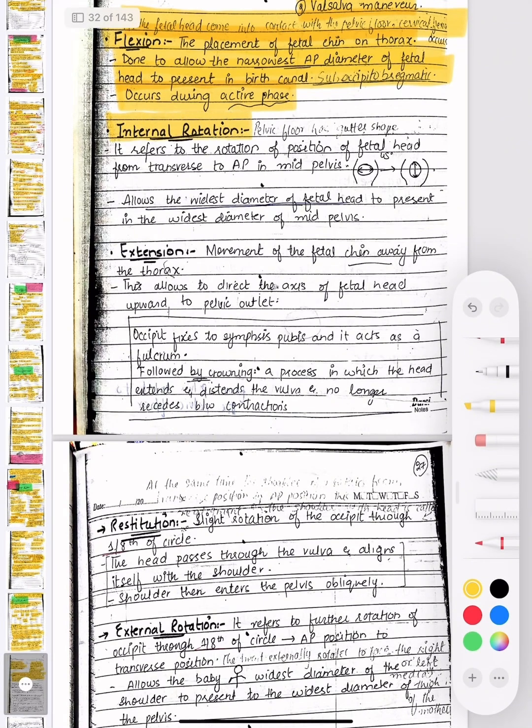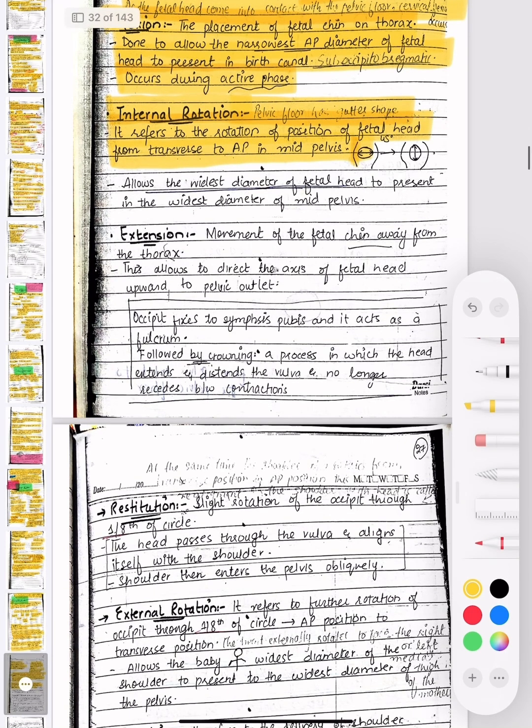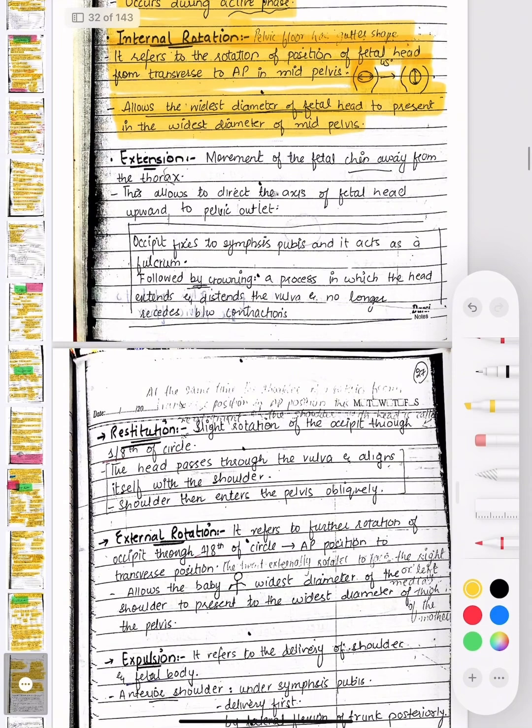Then internal rotation occurs. The pelvic floor has a gutter shape. It refers to the rotation of the position of the fetal head from transverse to anterior posterior in the mid pelvis, like this. This allows the widest diameter of the fetal head to present in the widest diameter of the mid pelvis. Then extension occurs, that is the movement of the fetal chin away from the thorax. This directs the axis of the fetal head upward to the pelvic outlet.